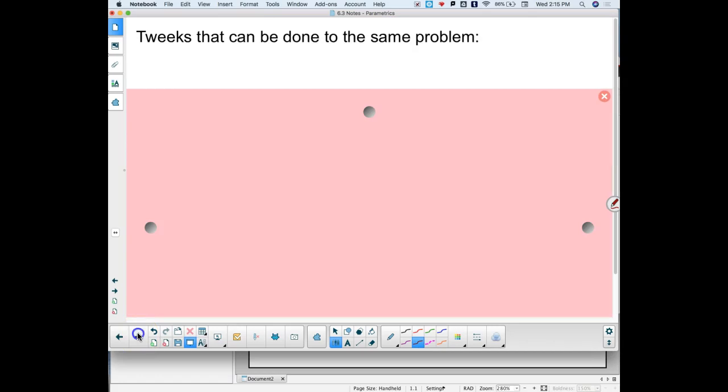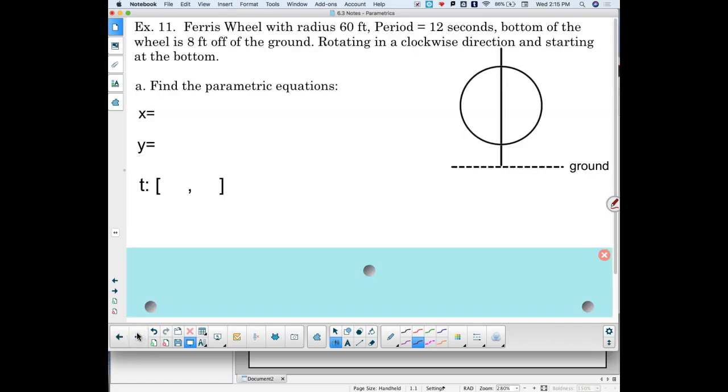Okay, we're skipping that one. So we're going to go right to this Ferris wheel problem. Okay, so we are going to be riding a Ferris wheel with a radius of 60 feet, a period of 12 seconds. The bottom of the Ferris wheel is 8 feet off the ground, and it's rotating in a clockwise direction. We're starting at the bottom. I want you to find me the parametric equation that goes along with that scenario.